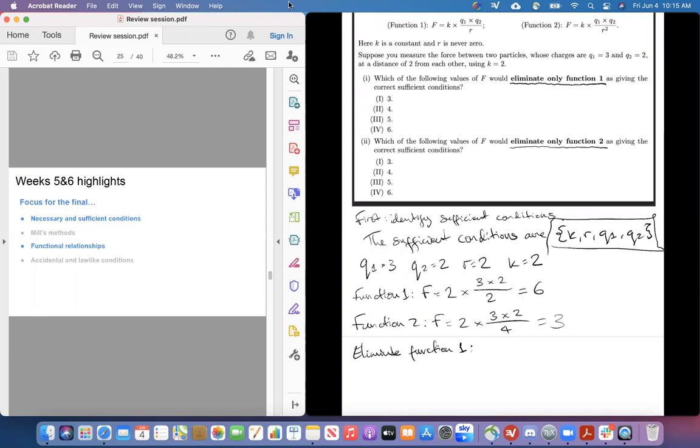Well, if I'm going to eliminate function 1, it has to be wrong. Since function 1 tells me the answer should be 6, it has to be one of the other numbers, not 6. So if I'm eliminating function 1, 3, 4, or 5 will do the job for me. But I don't want to eliminate function 1. I want to eliminate only function 1.